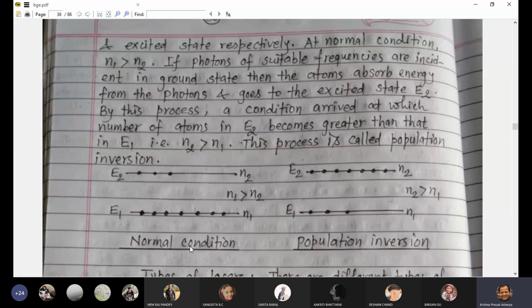In the first case, or in normal condition, the number of atoms in the ground state is greater than that of the excited state. But after excitation of the atoms in the ground state, a condition arrives at which N2 is greater than N1. N2 is greater than N1. And such a phenomenon is called population inversion.